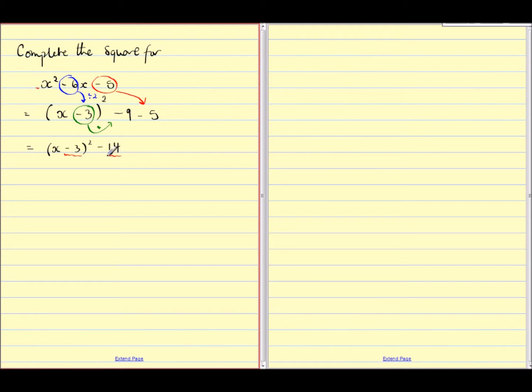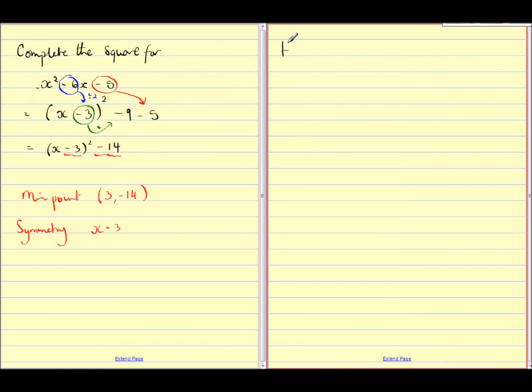Now we're going to use these to state some special points of this quadratic expression. So the minimum point is at 3, minus 14. So we don't use the sign inside the brackets, but we do use it outside the brackets. And it has symmetry about the line x equals 3.